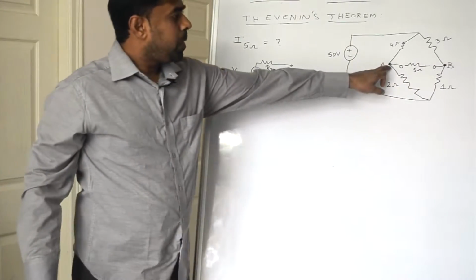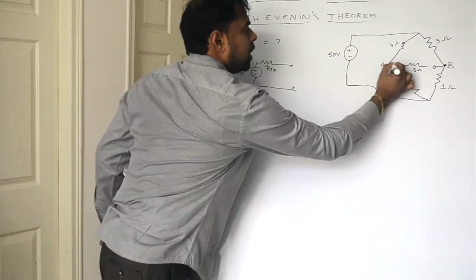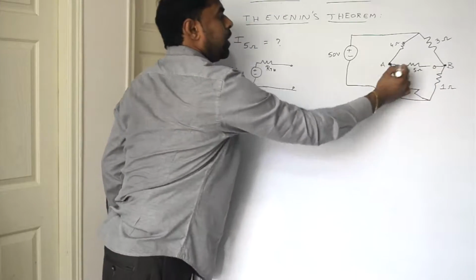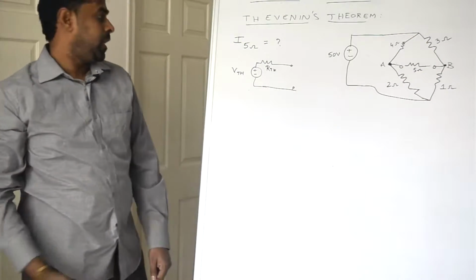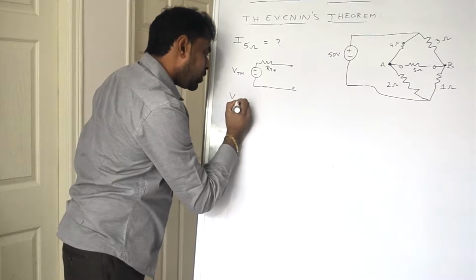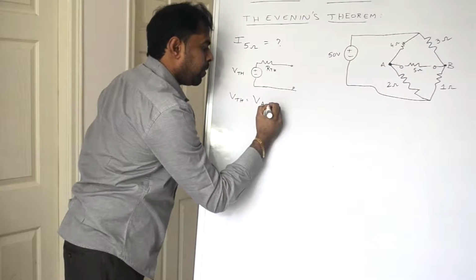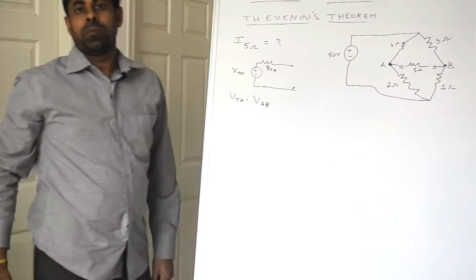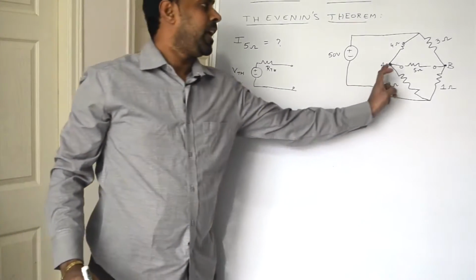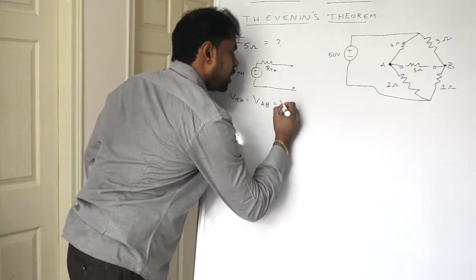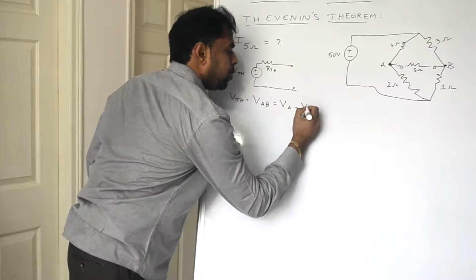Then we got 2 open circuit terminals, 1 and 2, that we represented by A and B. In our case, V Thevenin is nothing but VAB, the potential difference between A and B. It is nothing but potential at A minus potential at B.